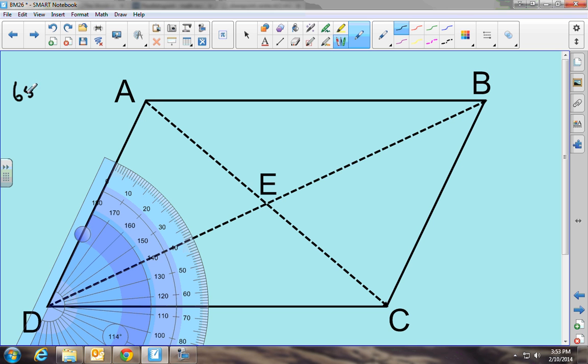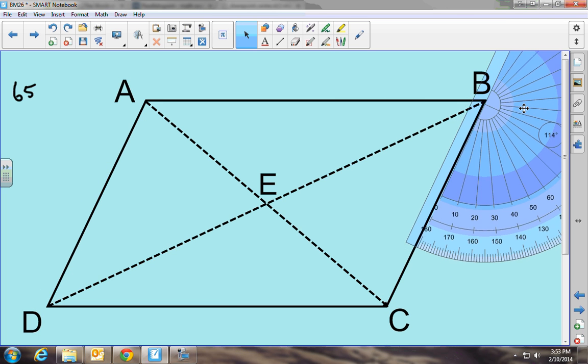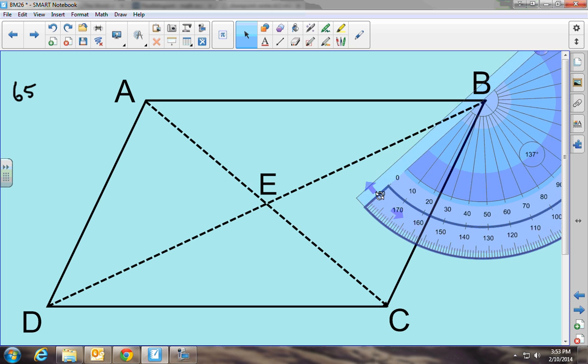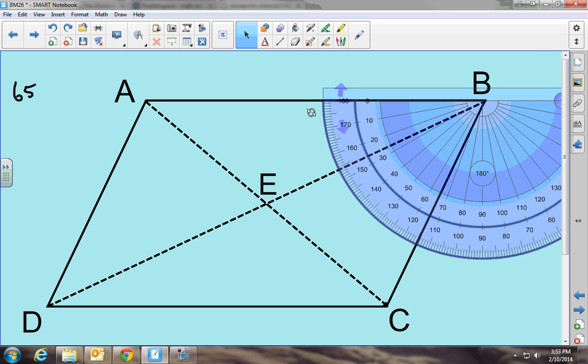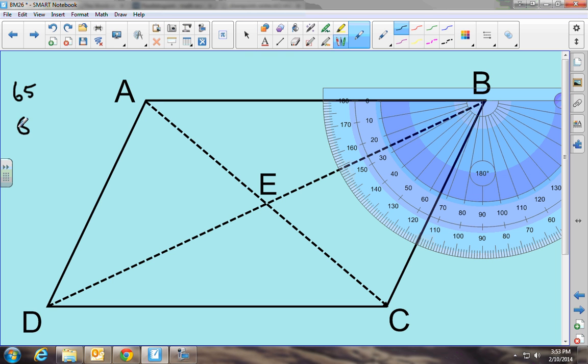And just to confirm, I'm going to slide this protractor across over to here. Okay, line it up. I'm going to rotate it. So the zero's on there. And we go 0, 10, 20, 30, 40, 50, 60. And it's just right about in between. 65 is correct. So indeed, opposite angles are congruent.